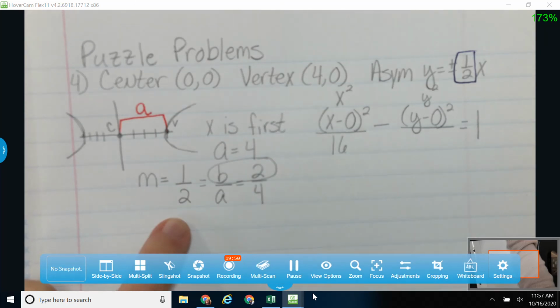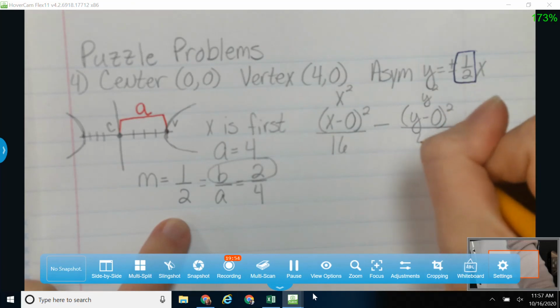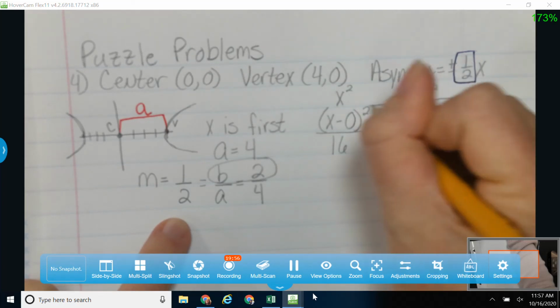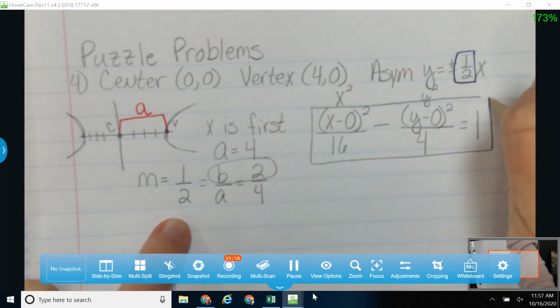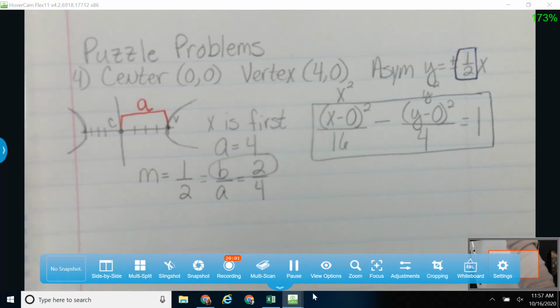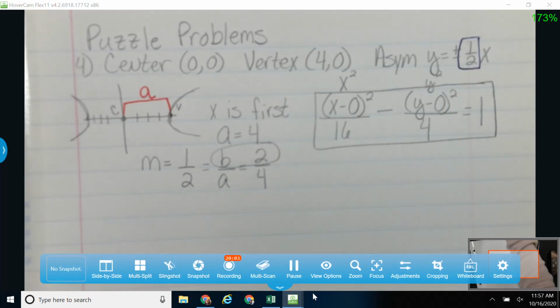And so if b is 2, b squared then is 4. Good. On puzzle problems, that's all it's asking you to do, just fill in the equation. Any questions on that one?